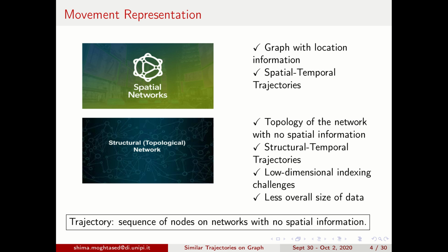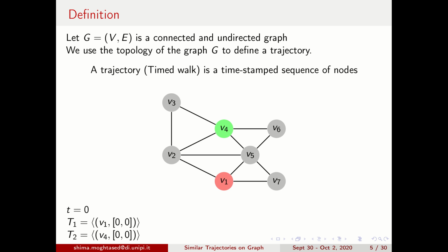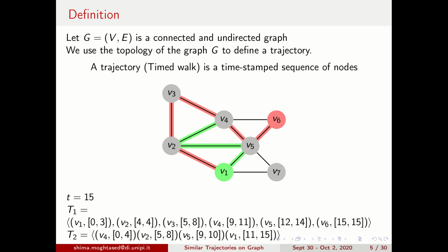In our work, each trajectory is a sequence of nodes on the graph with no spatial information. Here we can see exactly how we define our trajectories by an example. We have two objects. They start their movement through the nodes of the graph. As you can see, each trajectory of a moving object is a sequence of pairs. Each pair contains one node and the time interval spanned by the trajectory on the node.